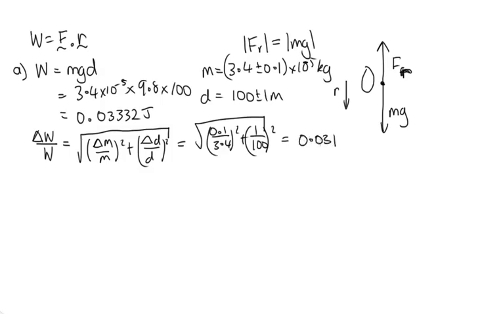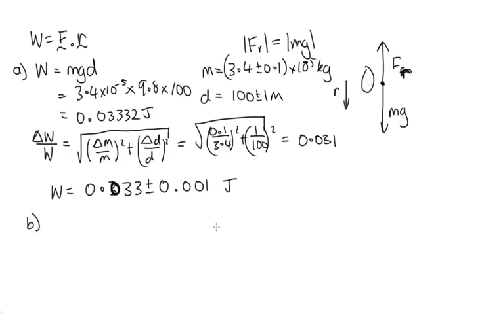0.031. And so in order to get the absolute uncertainty in the work, we just need to multiply this work by this number here, and this gives us that the work is equal to 0.033 plus or minus 0.001 joules. And it's a positive answer because the gravitational force is doing work on the raindrop.